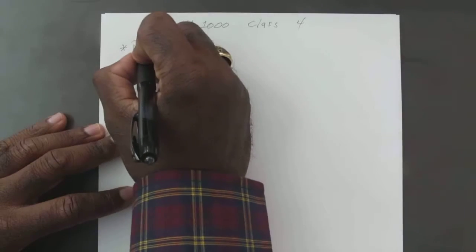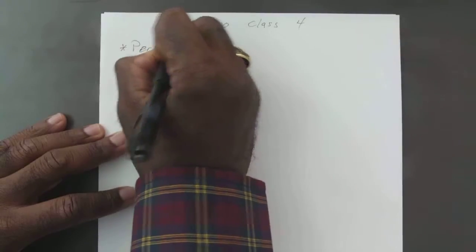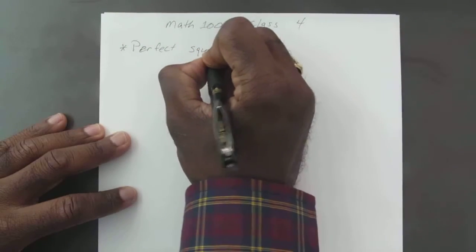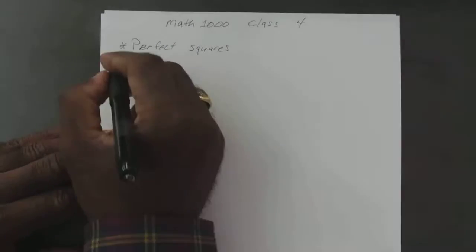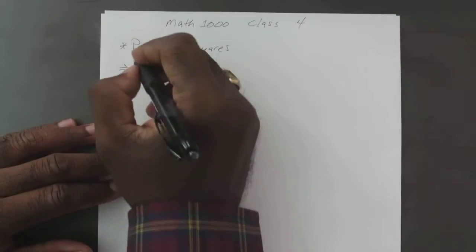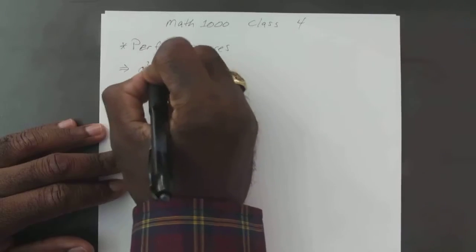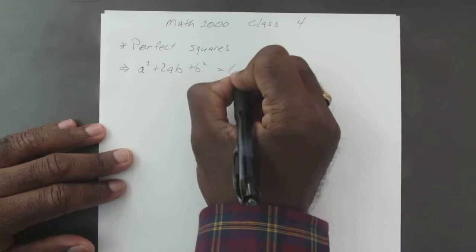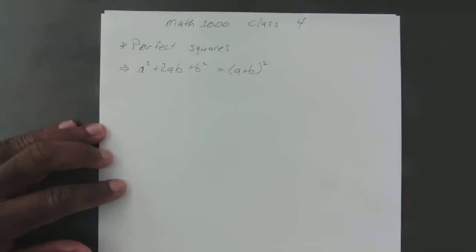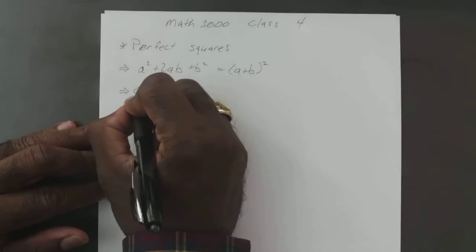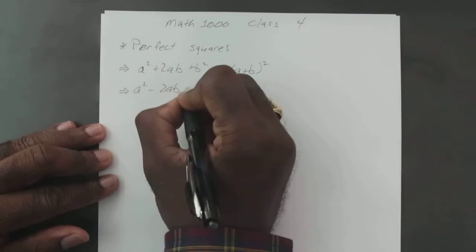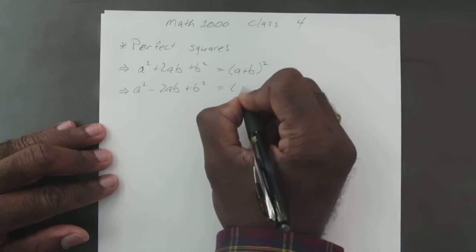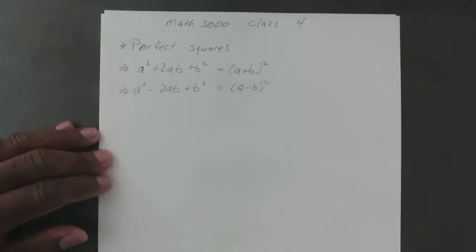Okay, so first, we're going to go over perfect squares. Okay. And you have two formulas for perfect squares. You have a squared plus 2ab plus b squared equals a plus b squared. And you have a squared minus 2ab plus b squared, which is a minus b squared.